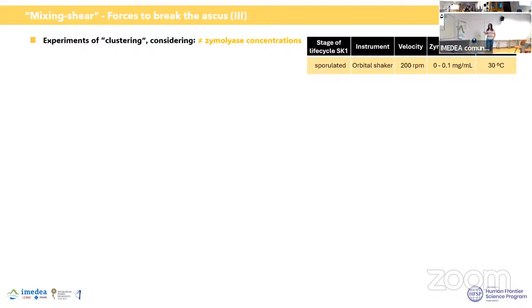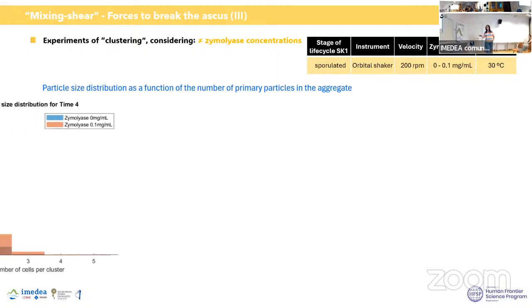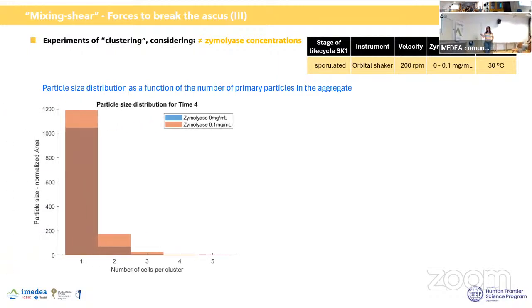Okay, so I want to show you other results, a specific experiment that we did with the sporulated cells using the orbital shaker at this velocity, with and without Simoliasa, at 30 degrees of temperature. And here I will show you the particle size distribution, okay, as a function of the number of particles in the haploid. Here we have the particle size depending on the number of cells per cluster.